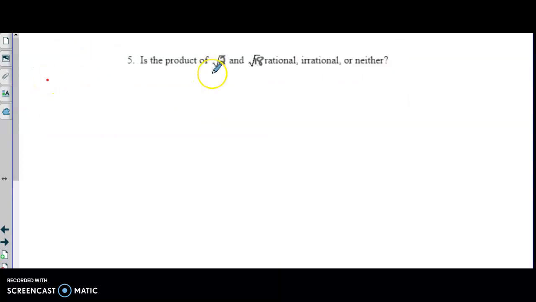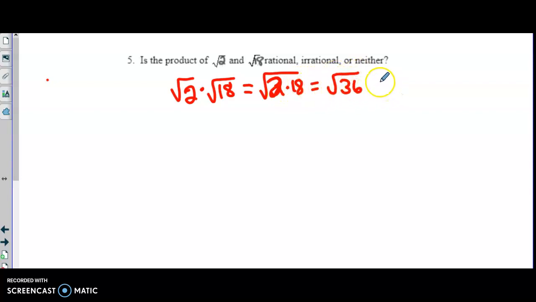Is the product of the square root of 2 times the square root of 18 rational, irrational, or either? Okay, so we need to figure out if product means multiply. So if we multiply the square root of 2 times the square root of 18, what is that going to give us? Now, I already know 2 times 18 is 36, and when I multiply radicals, whatever's inside, I can multiply them together. So I could rewrite this as the square root of 2 times 18, which is the square root of 36. And some of you already know the square root of 36 is 6. And 6 is one of those nice, pretty numbers, which means that it is rational.